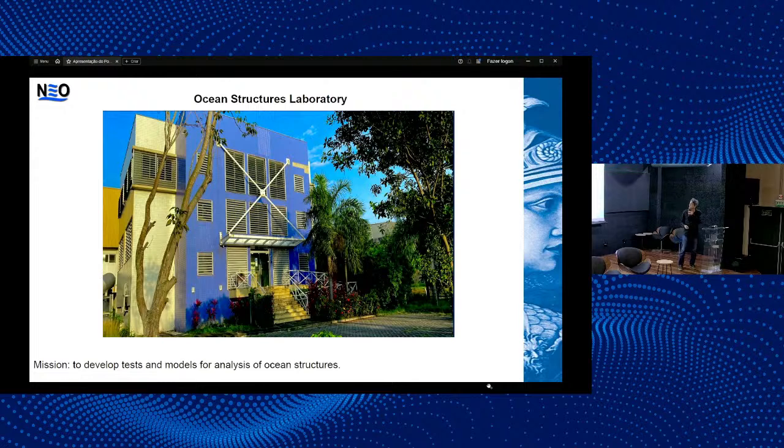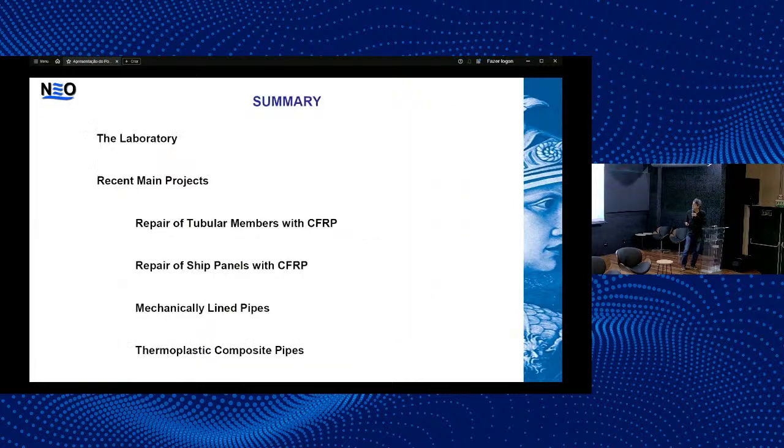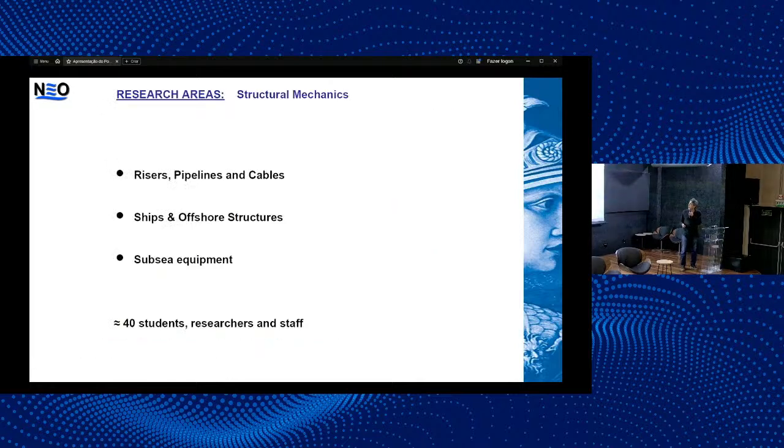Okay, so the mission, we are located in the Science Park. Our mission is to develop tests and models for analysis of offshore structures. The main research areas are related to risers, pipelines, cables, offshore structures in a general way, and ships and subsea equipment. We are about 40 students, and we have about 5 to 6 Chinese students.